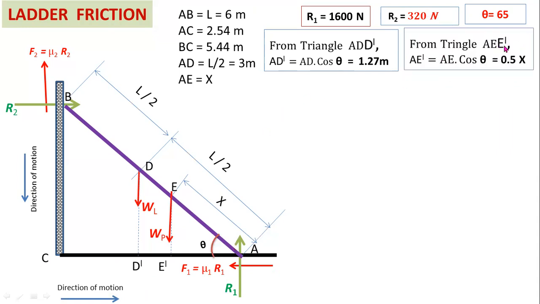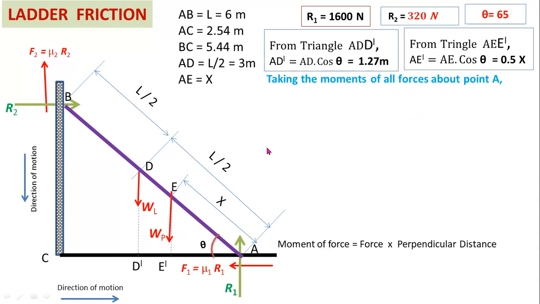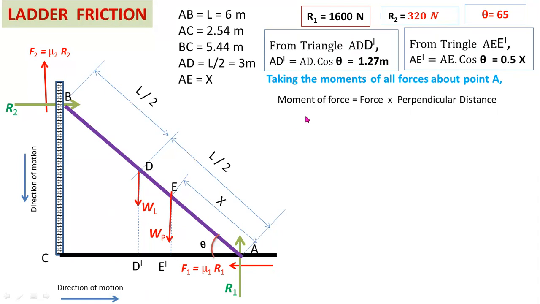From triangle AEE', AE' equals AE into cos theta. Here the value AE equals x, so 0.5 into x. So the length of AE' equals 0.5 into x. Now you have to resolve all the moments about point A. Taking moments about point A, we already know that moment of force equals force into perpendicular distance.